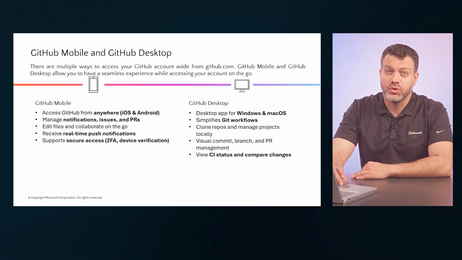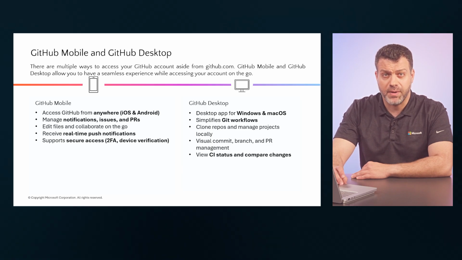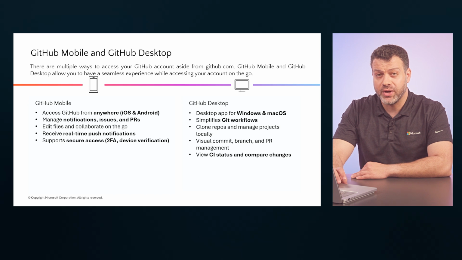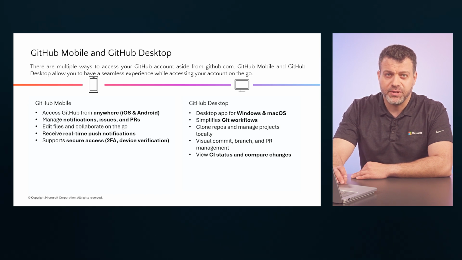GitHub Desktop is focused on the development workflow. It simplifies Git by providing a visual interface for cloning repositories, committing changes, and managing branches. It's useful for developers who do not use the command line interface. So mobile is quick and good for collaboration and visibility, and desktop is for production and full development workflows.